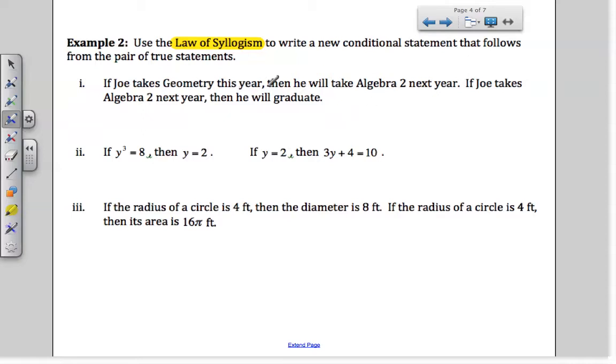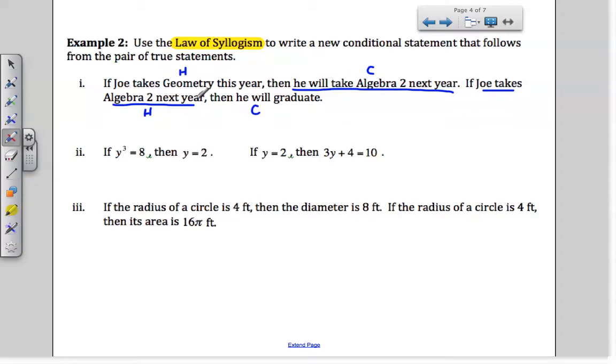If Joe takes geometry this year, then he will take Algebra 2 next year. That's the conclusion of the second one, right? Here was my hypothesis, here was my conclusion. I repeat this exact statement as the hypothesis of the second sentence: he will take Algebra 2 next year. Here it is: if Joe takes Algebra 2 next year, repeat it as the new hypothesis, then he will graduate, the last conclusion.